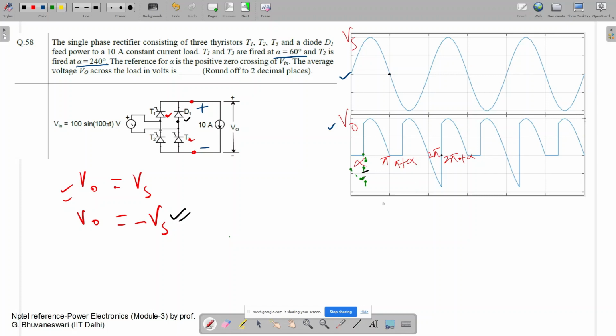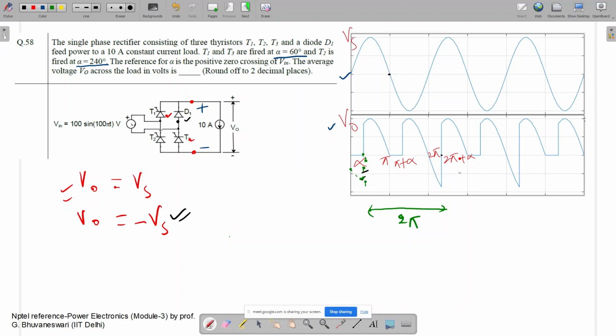So from this output waveform we can see the time period, from here to here. The time period is 2 pi. Up to now, does anyone have a doubt in this waveform, how the output waveform is coming? Anyone can unmute and ask. Hello? Clear, sir. Clear? Okay.